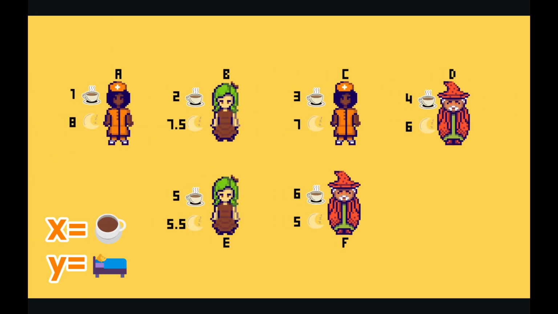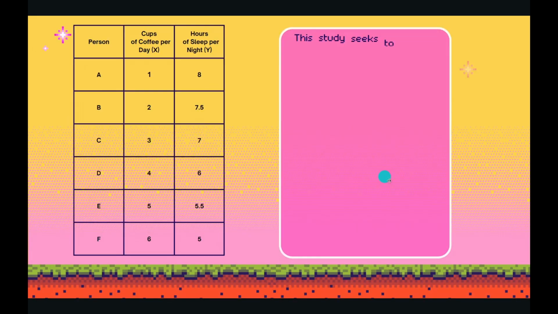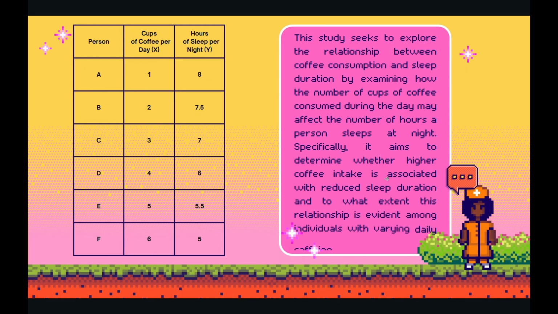Here's our data from person A to F. To better understand, let's put it in a table. These are the datas that we have from person A to F. X will be their caffeine intake, while Y is the number of their sleep at night.